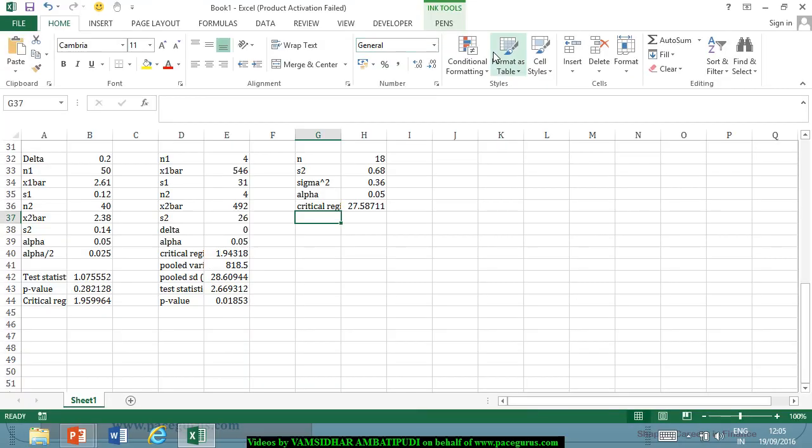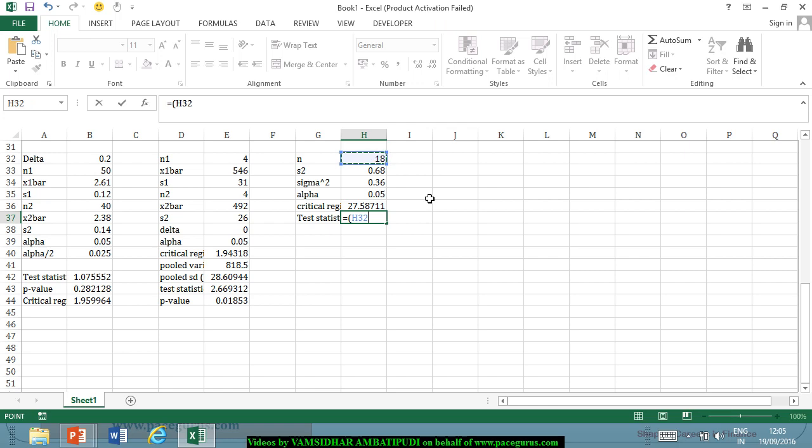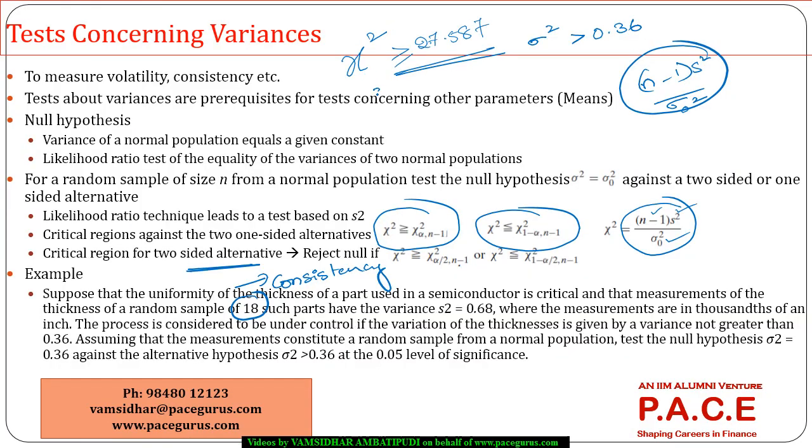Now from here I can very well find out my chi squared test statistic value. Test statistic is the chi squared value that I am talking of, n minus 1, 18 minus 1, times S squared divided by sigma naught squared. So this is 32, right? So chi-squared value is 32, greater than or equal to 27.58. So I am rejecting the null hypothesis and taking my decision in favor of the alternate hypothesis.